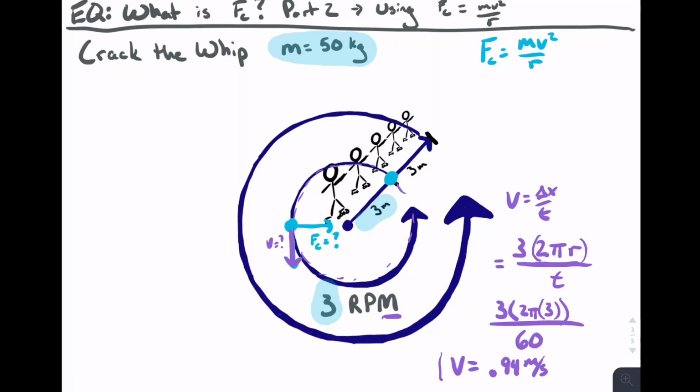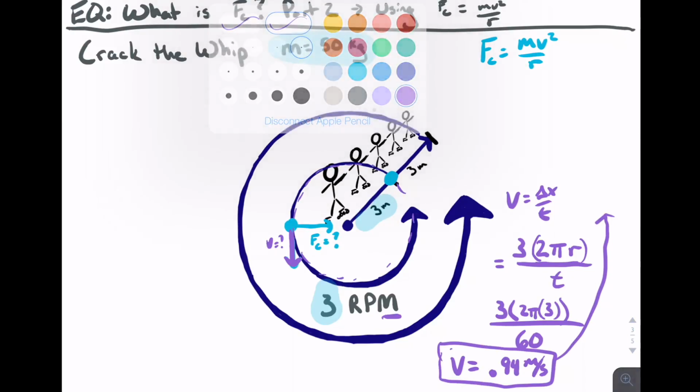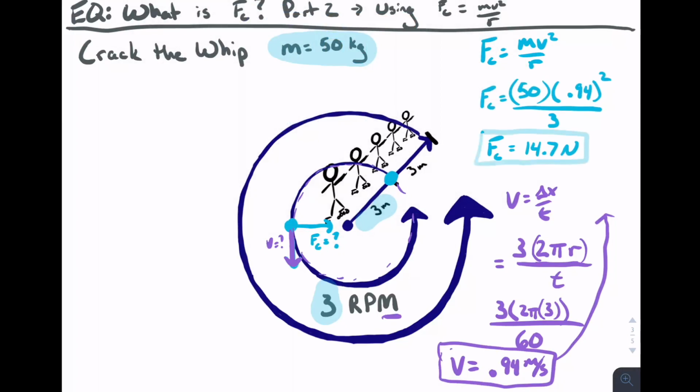If you calculate this out, that first little skater has a velocity of 0.94 meters per second. Now we can plug that in up above. The person had a mass of 50 kilograms, moving at a speed of 0.94 meters per second. We square that and divide by the radius of 3, and it takes 14.7 newtons of force to hold that person in the circle.